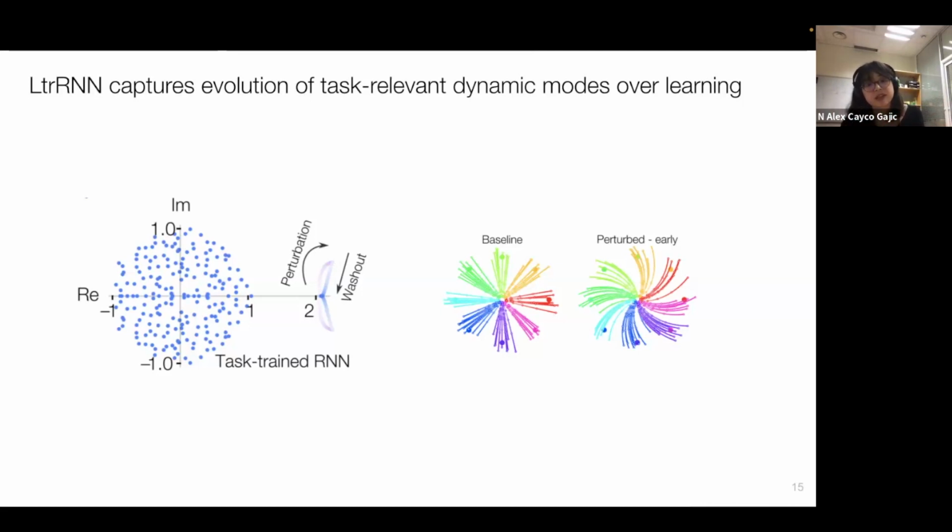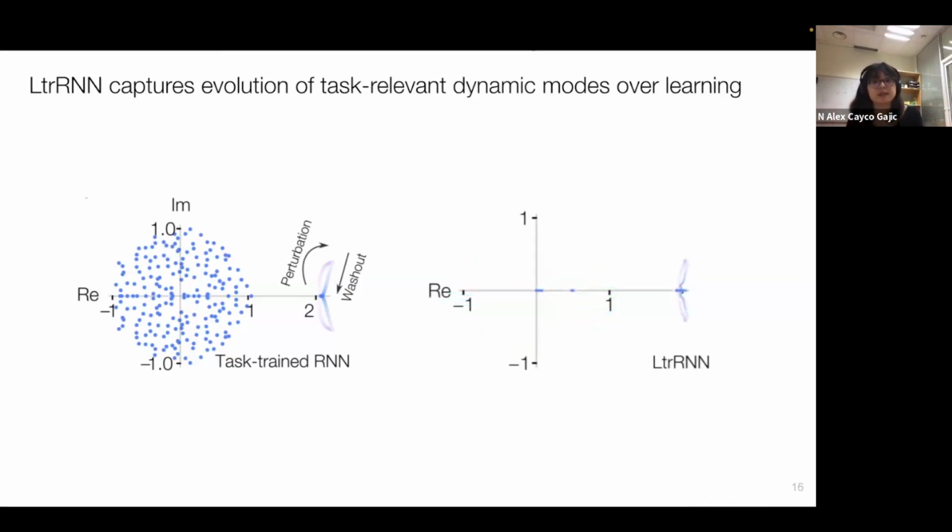What we did is to fit a low tensor rank RNN to the same data. And you can see that what it does is take all these random eigenvalues that are not corresponding to the task performance, and it shrinks it all to 0. And what's left is really just this conjugate pair of eigenvalues that seems to be responsible for that rotational change in the perturbation and the washout.